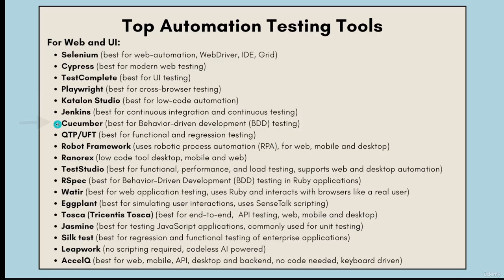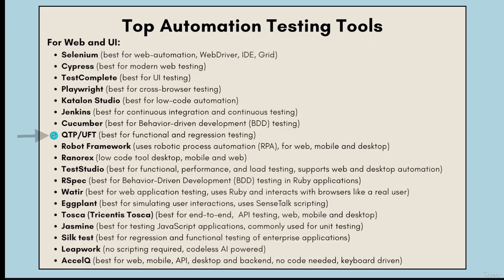Cucumber. This one's best for behavior-driven development, BDD, testing. It is open source. It's for writing and executing BDD test cases using the Gherkin syntax. It supports Java, JavaScript, Ruby, and Kotlin is one. It's pretty popular because it enhances collaboration between developers and non-technical stakeholders, and it's got easy-to-read test cases.